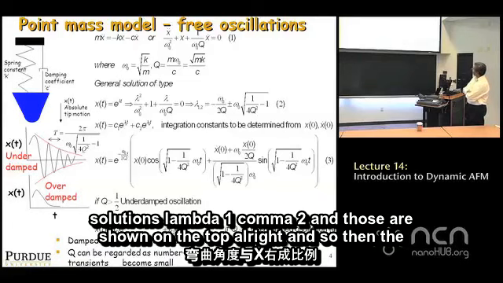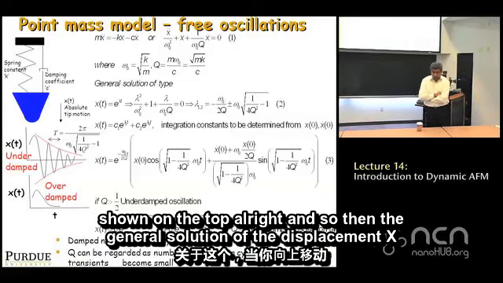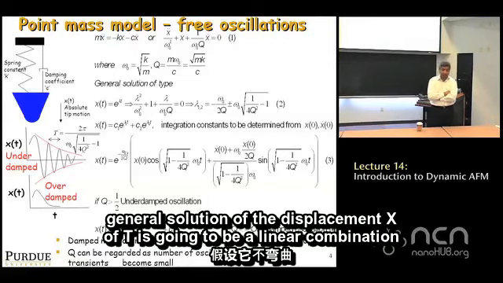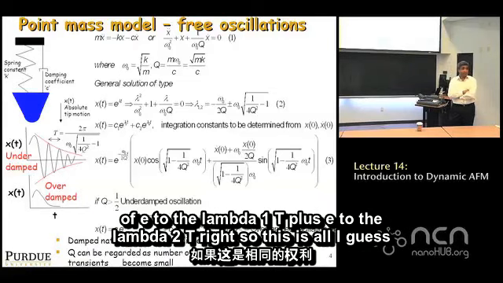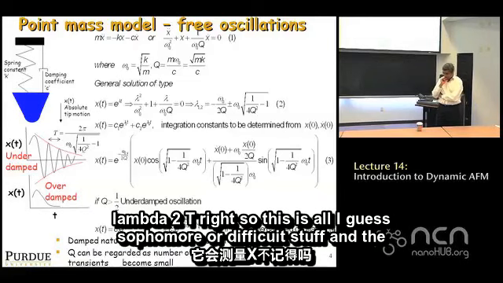All right? And so then the general solution of the displacement x of t is going to be a linear combination of e to the lambda 1 t plus e to the lambda 2 t, right? So this is all, I guess, sophomore differential equations and stuff.